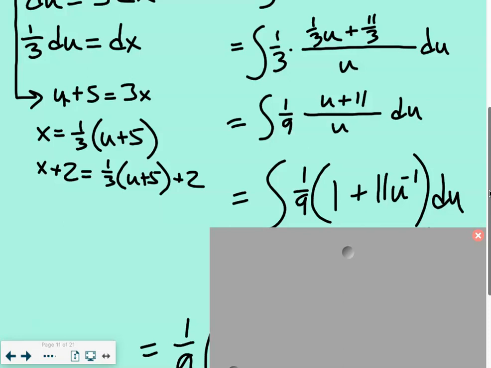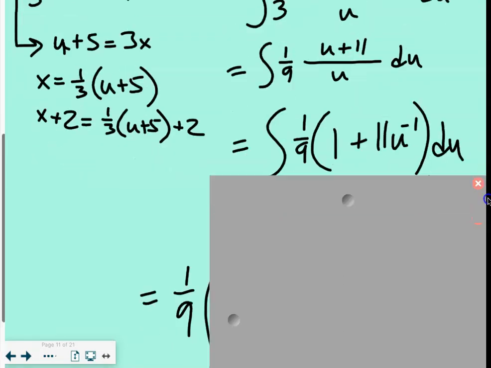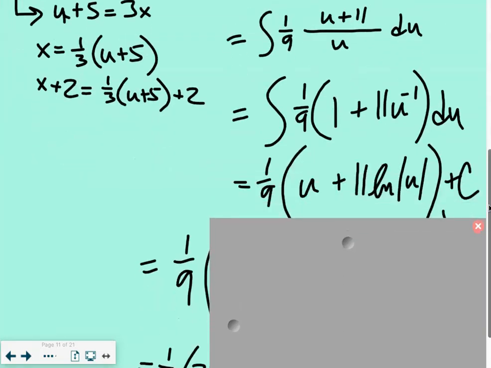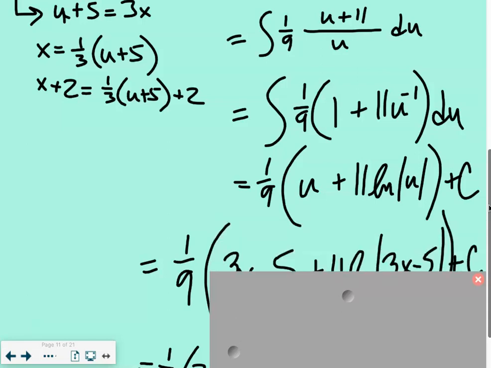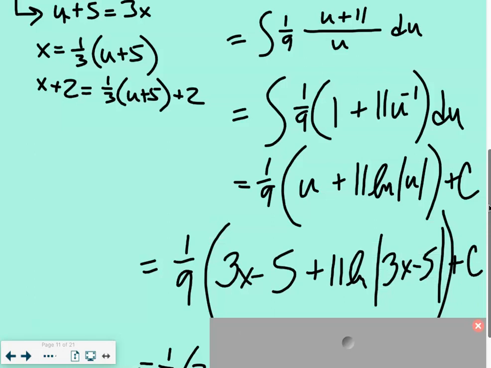Okay, now it's your turn. What is the antiderivative of 1 over u? ln absolute value. ln absolute u, right? So you end up with 1/9 times u plus 11 ln absolute u plus c. Then you got to put your x's back in. So you get 1/9 times 3x minus 5 plus 11 ln absolute 3x minus 5 plus c.